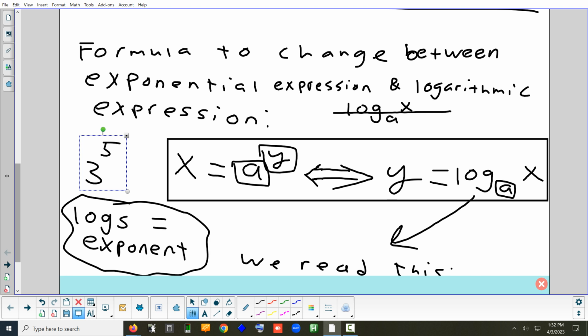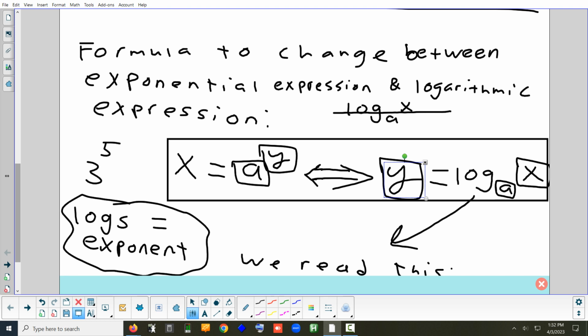That's important. Logarithms always equal an exponent. That's what they're used to figure out. So this is an exponent because it's equal to a logarithm. So logarithms always equal the exponent. Right. And there's only one thing left.